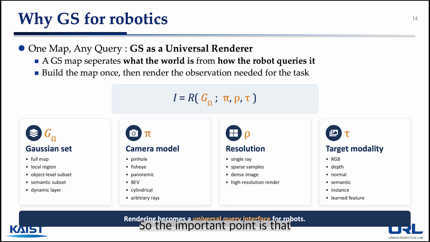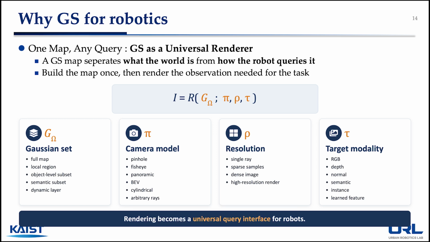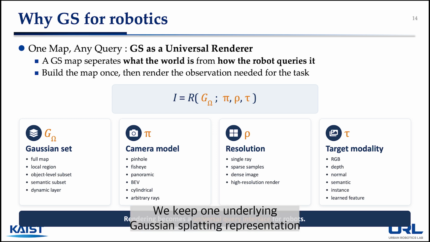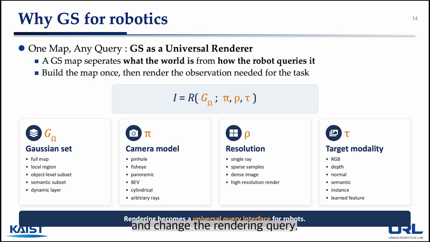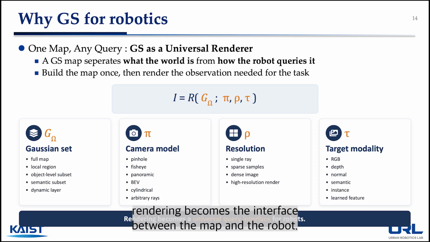So the important point is that we do not need a separate map for each sensor or task. We keep one underlying Gaussian splatting representation and change the rendering query. This is why I think Gaussian splatting is promising for robotics. Rendering becomes the interface between the map and the robot.